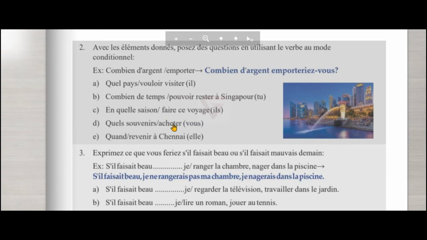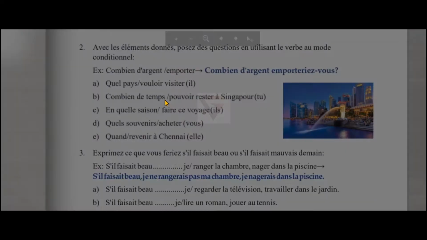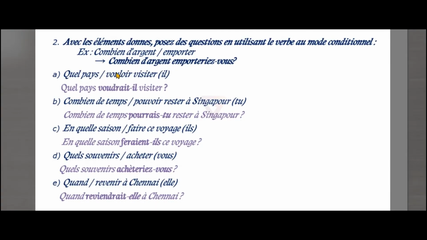And this is a regular ER verb, so directly you can add the ending for vous, which is IEZ. And finally, again here, this has an irregular future stem, which is REVIENDR, followed by the ending for ELLE, which is AIT. So let's look at the answers here. So as I told you earlier, vouloir, irregular future stem, memorize VOUDR, followed by the ending AIT. Similarly, here you can see pouvoir, POURR, followed by the ending AIS for tu. And for faire, it is FER, followed by the ending AIENT for ILS.